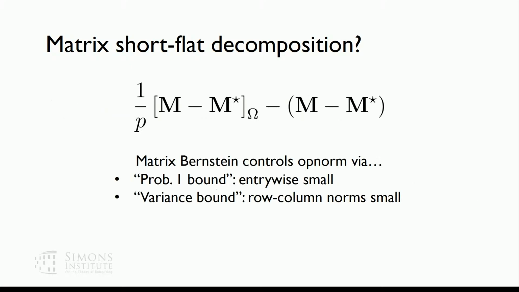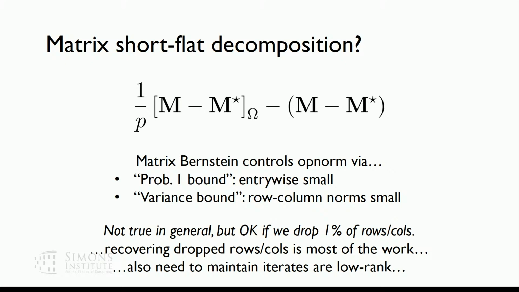Okay. So I show you a matrix like this, and I ask you to control the operator norm. You might think, all right, matrix Bernstein is the one for the job. You can write this as a sum of d squared random matrices, each one corresponding to a single entry. Matrix Bernstein requires 2 parameters. It requires an entry-wise bound, a probability 1 bound on your random matrices, which in this case corresponds to every entry being small. And then it also requires a variance bound. You can work out the calculation. Roughly speaking, the variance bound in matrix Bernstein corresponds to every row and column of m minus m star being small. Okay.